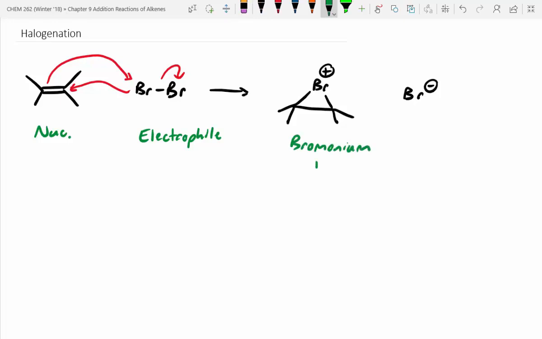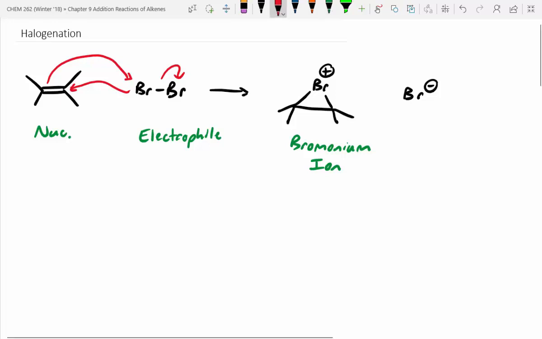Is it very stable though? No. Why do you think it's not very stable? That's a good point. The bond angles look all wrong, right? If we look at those carbons in the three-membered ring, those are sp3 hybridized carbons, but we're pushing them into 60-degree angles when they want to be 109.5. And bromine doesn't like having a positive charge. Everything about this looks and feels wrong, but we'll talk about why this mechanism is correct.